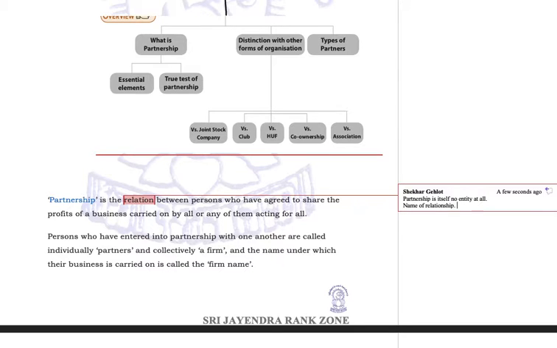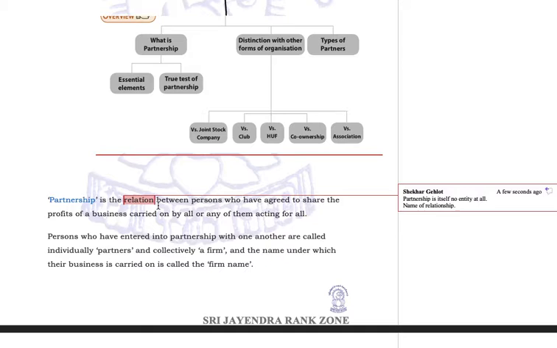Similarly, the name of the relationship which exists between persons who have agreed to share the profits of a business. That means they are going to carry on some business activity and they'll share the profits among themselves, which is carried on by all of them or any one of them acting for all. This kind of relationship between people is known as partnership. Partnership is itself not a legal entity. Company is a legal entity. Partnership is not a legal entity. By the definition itself, it is clear partnership is just a relation, the name of the relationship.